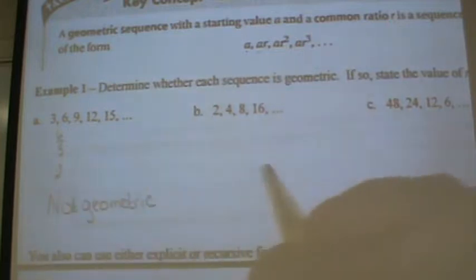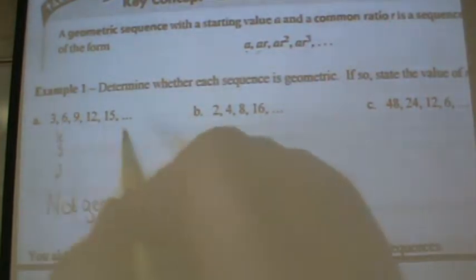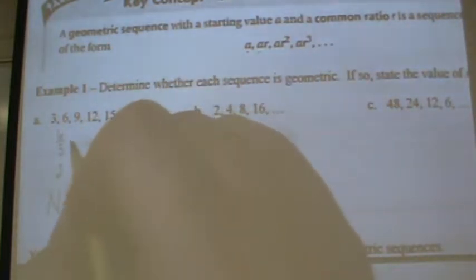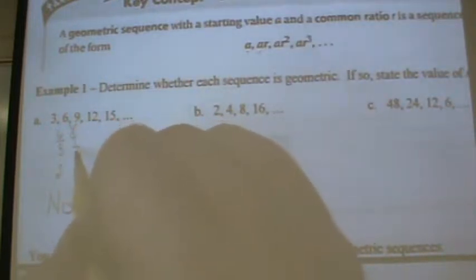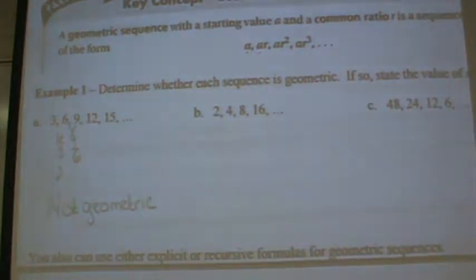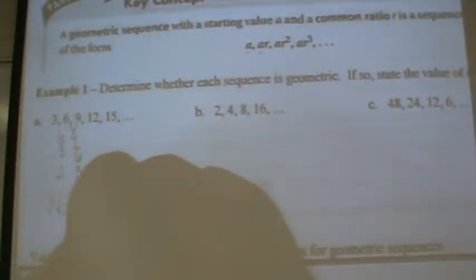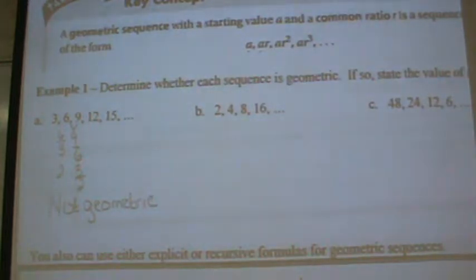2. Okay, so that tells us between those first two, but we want to check more. So what are we going to do next? Then you do 9 divided by 6. What do we get for that one? Not 2. 3 halves. So you can stop right there or you can keep going. Are those two ratios the same? No. So that's why it's not geometric.